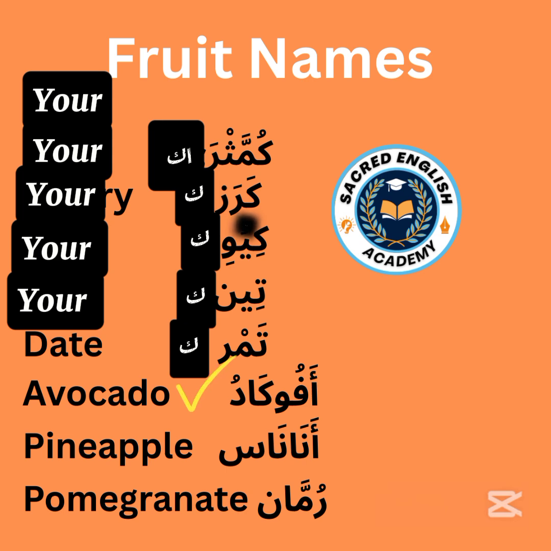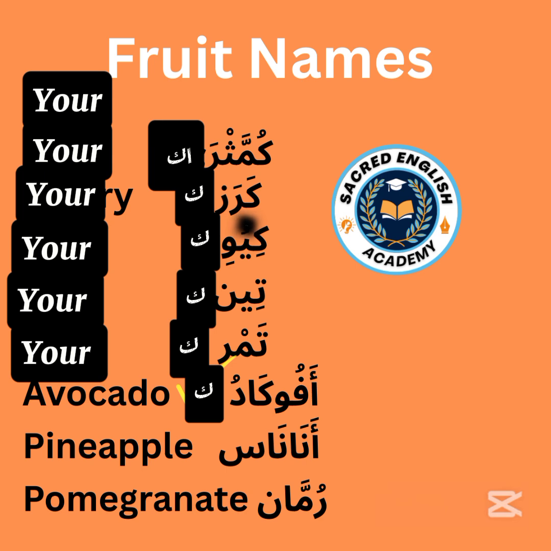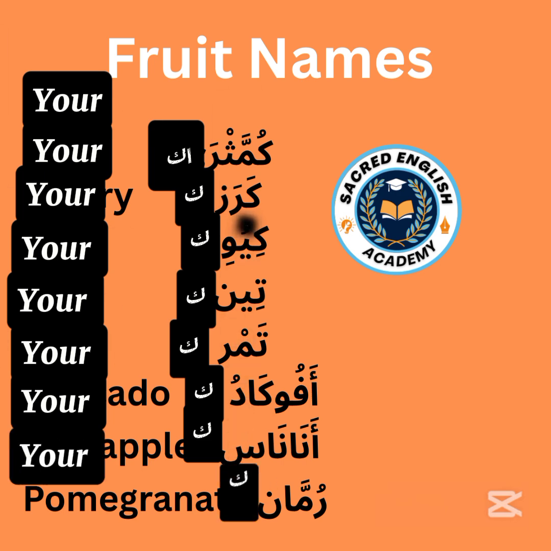Avocado, afukadu. Your avocado, afukaduka. Pineapple, ananas. Your pineapple, ananasuka. Pomegranate, rumman. Your pomegranate, rummanuka. You can apply this pattern with each Arabic pronoun to make it a possessive pronoun.